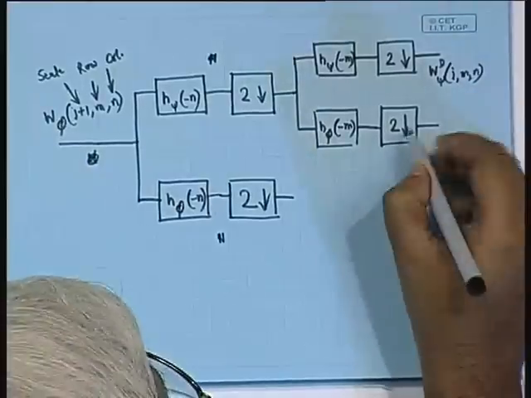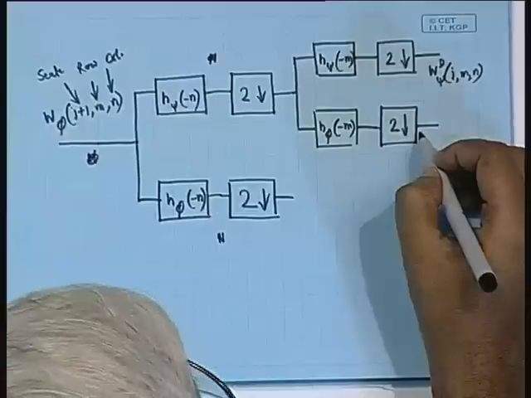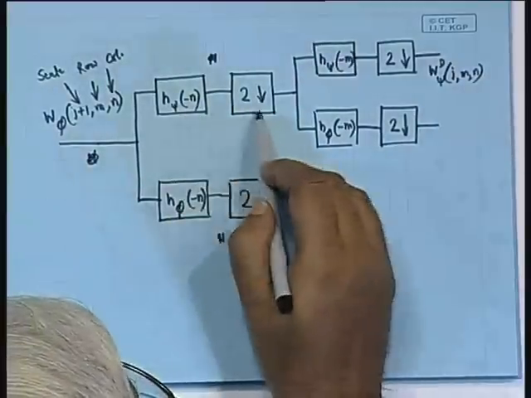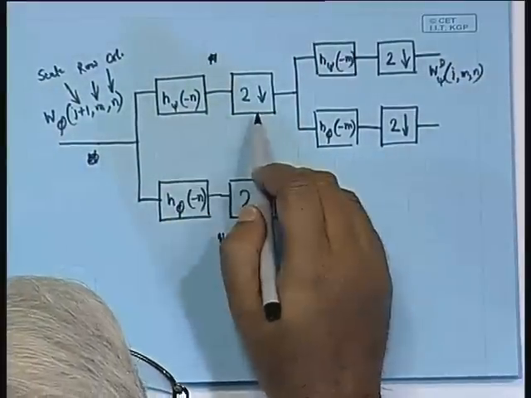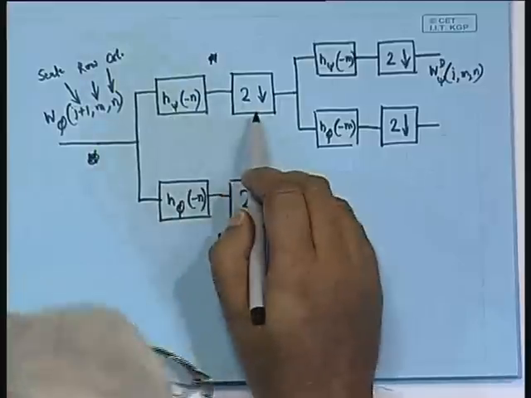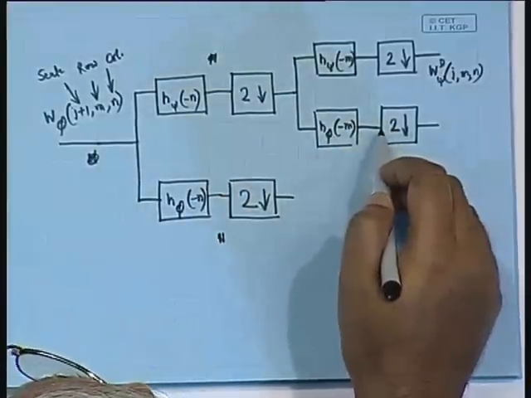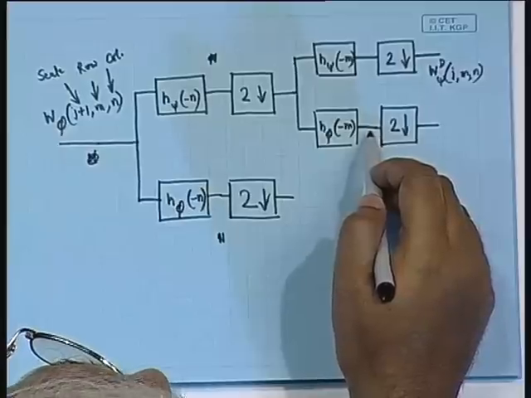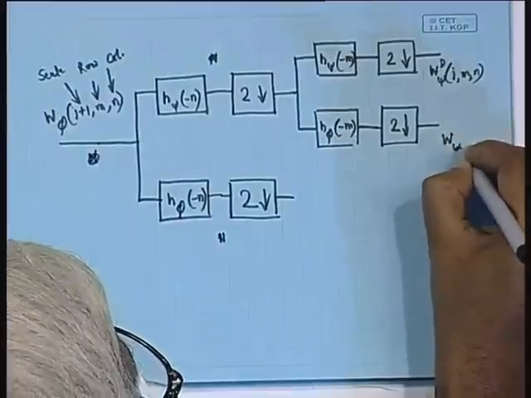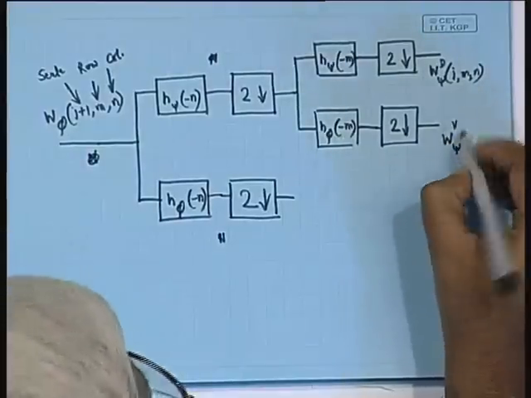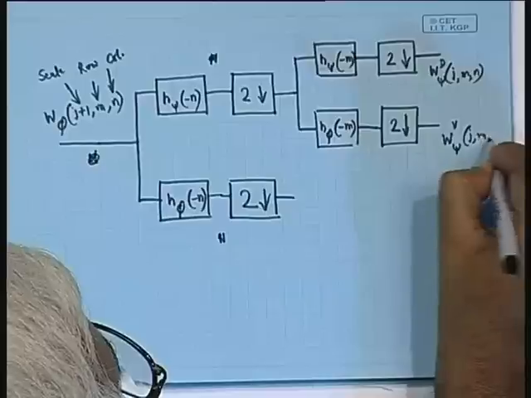Now, what is this one? This one is going to be, along the columns there is a high pass filtering, but along the rows there is a low pass filtering. So, because along the columns there is a high pass filtering, we are extracting which edges? The vertical edges. So, we are going to call this W psi superscript v j m n.